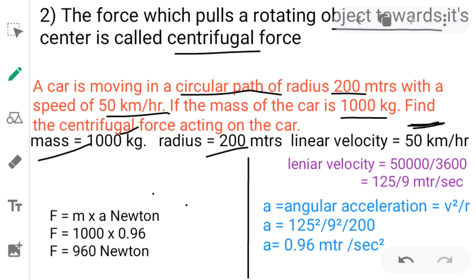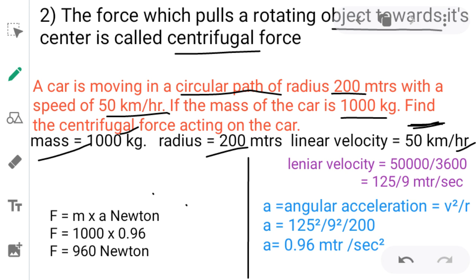You may observe here, that's important. Linear velocity is given, v equals 50 km per hour. So we have to convert linear velocity into meter per second. 50 kilo means 50,000 meters per hour, and an hour is 3600 seconds. So 50,000 divided by 3600, we get 125 by 9 meter per second.